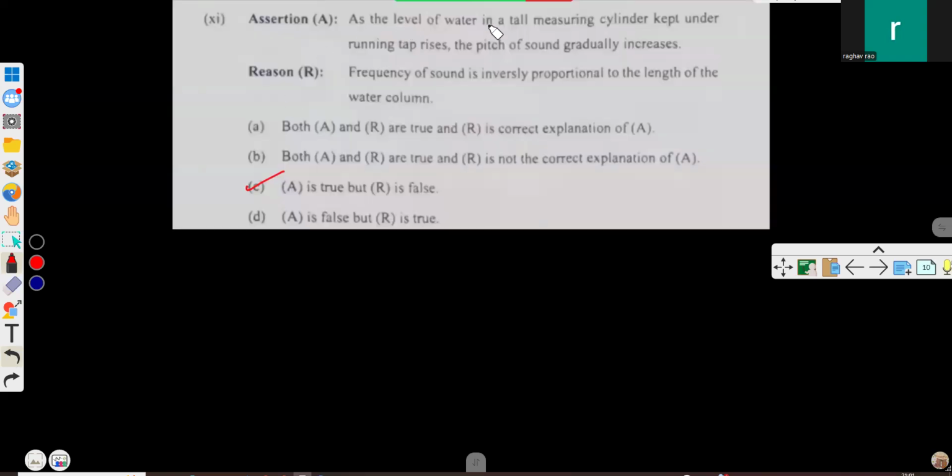As the level of water in the tall measuring cylinder kept under a running tap rises, the pitch of the sound gradually increases. Yes, this is correct. Frequency of sound is inversely proportional to the length of the air column. It's not the water column, it is the length of the air column. So A is true, R is false in this case.